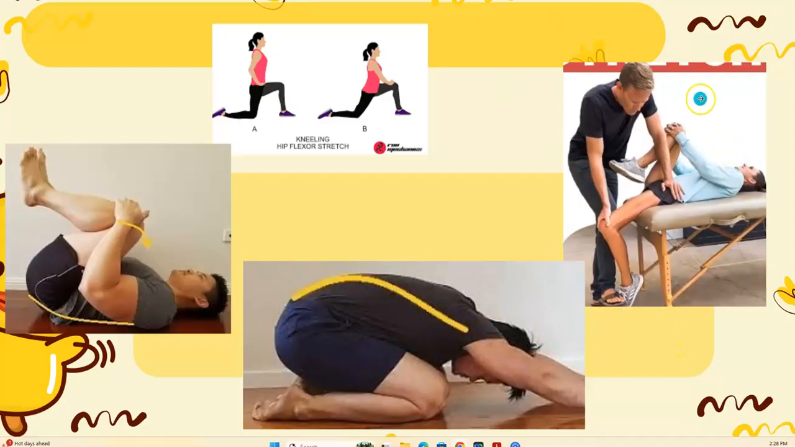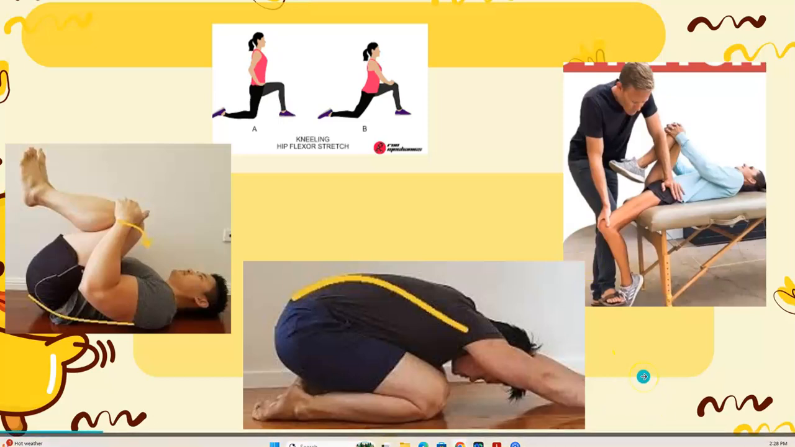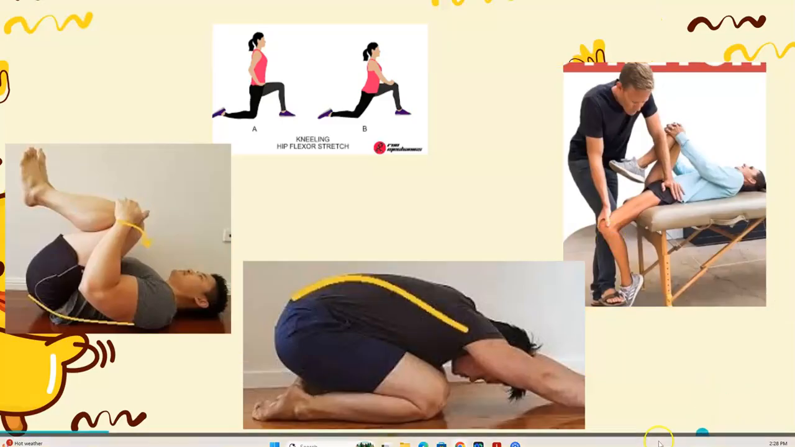So if we look at this picture here, this therapist is stretching both hip flexors and rectus femoris. He's stretching hip flexors by pushing down on the knee here, or on the femur, and then he's stretching rectus femoris by using his foot here to bend the knee more into flexion. So this is a great way to target both rectus femoris and iliopsoas.